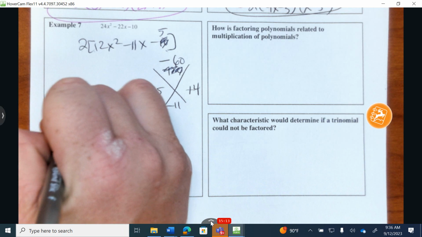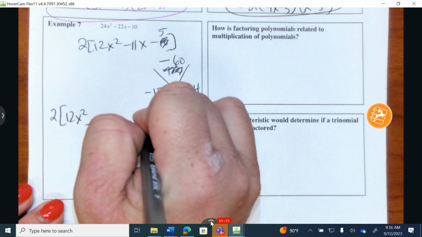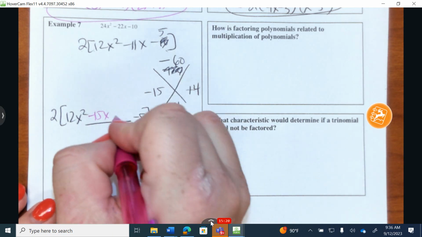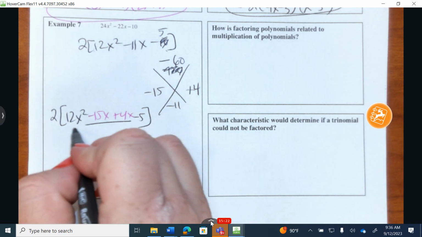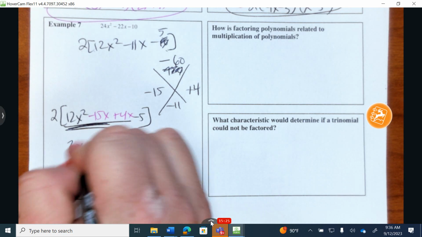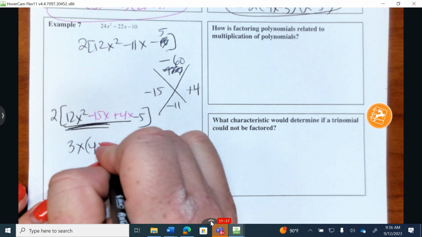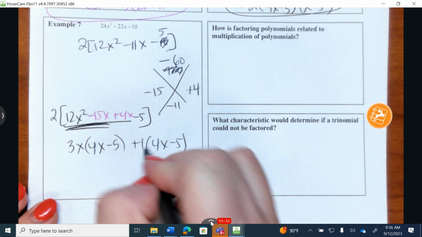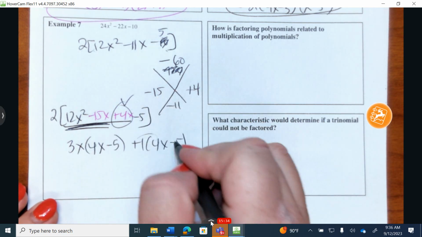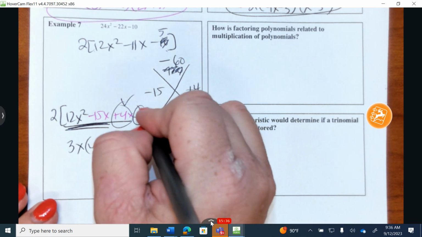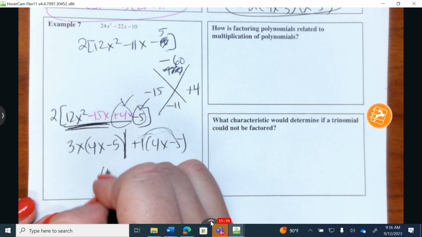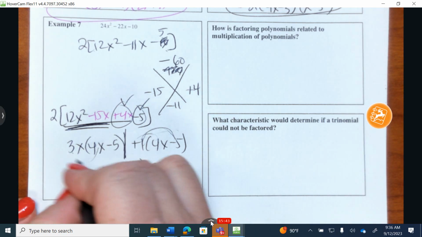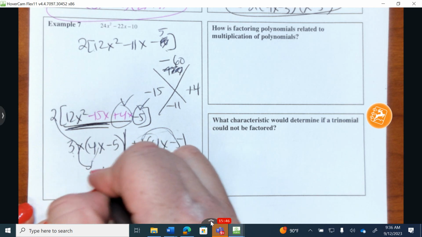Okay, so I have 12x squared minus 5, and I'm going to write down negative 15x and positive 4x. The most I can factor out is a 3x, leaving me 4x minus 5. Make sure I don't make a mistake here. You've already caught 1. Positive 1 achieves this third term. Negative 5 achieves the last term. So we have 4x minus 5, 3x plus 1 in front of the first, in front of the second, and don't forget to bring down the positive 2.